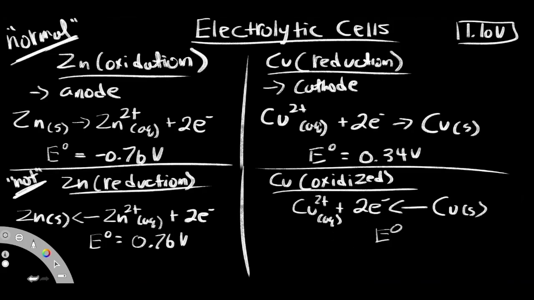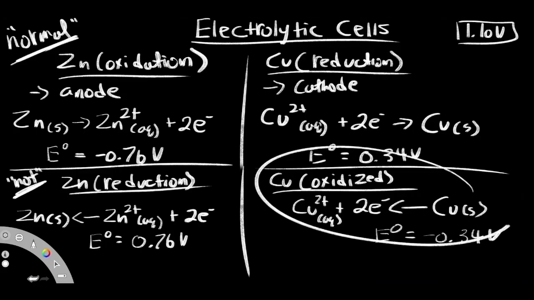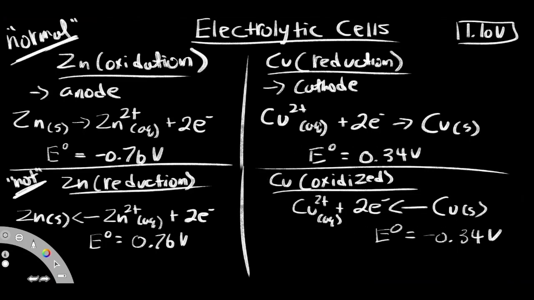And now the E standard, rather than being 0.34, is now going to be negative 0.34 volts. So again, the formula is always the cathode minus the anode. Technically, this is still the cathode, but it is now being oxidized. And this side is still the anode as indicated up here, but now rather than being oxidized, it is being reduced. So you can think of this side as being positive now when it's usually negative, and this side as being negative now when it's usually positive, because we know that anodes usually pertain to negative and cathodes usually pertain to positive.